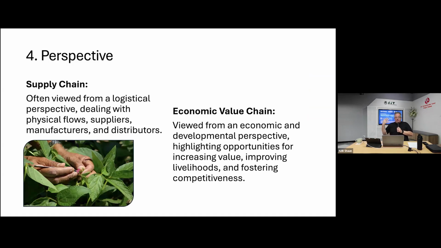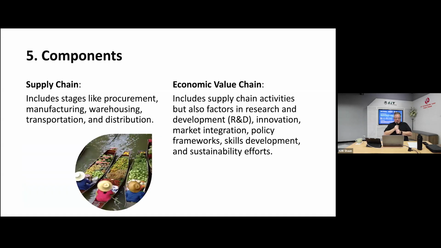A supply chain is often viewed from the perspective of logistics, dealing with the physical flows. And an economic value chain is viewed mostly from an economic and development perspective. It highlights opportunities for increasing value, improving livelihoods, and fostering competitiveness. This will make a bit more sense when we use some examples later on. The components of a supply chain are typically procurement, manufacturing, warehousing, transportation, the kinds of logistics things that we've talked about.